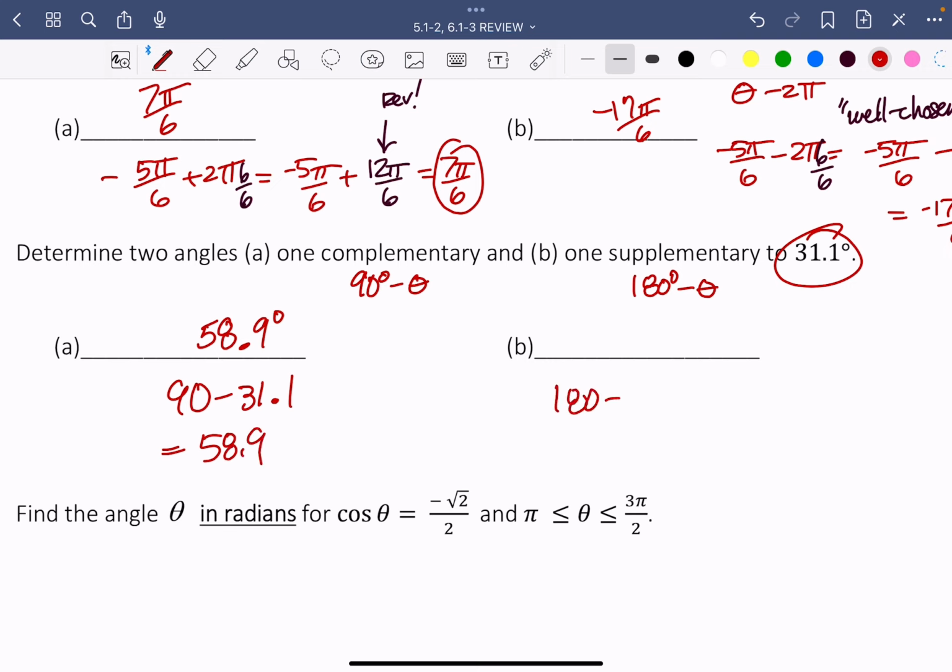If I take 180 minus 31.1, again, I'm going to add up. So I take 0.1 and add 0.9 to get to 32, 8 to get to 40, and 140 added to 40 gets me where I want. So this is 148.9.